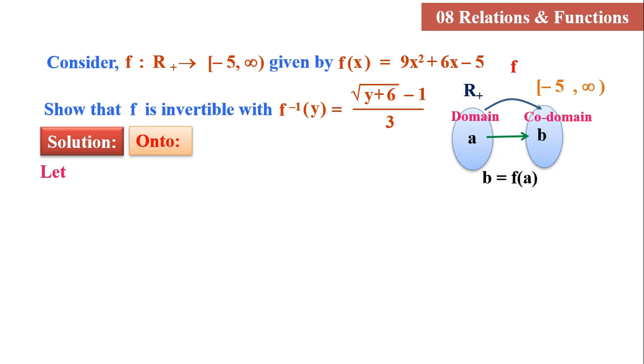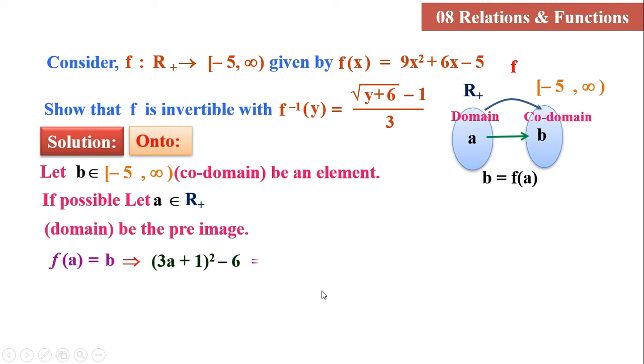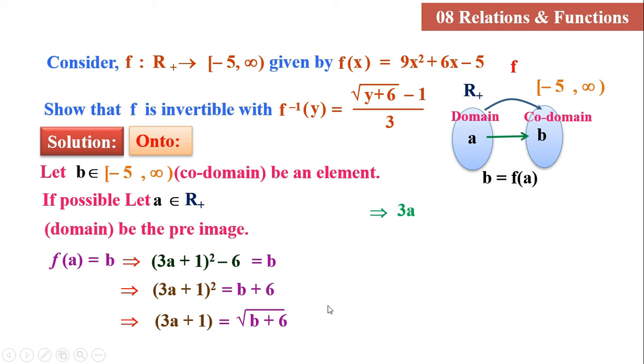Dear students, now we will prove this function is an onto function. How can we prove it? Let b belong to [−5, ∞), the codomain, be an element. If possible, let a belong to R+, that is the domain, be the pre-image. f(a) = b implies (3a + 1)² − 6 = b. Solve for the a value, so that I am going to get this calculation part. 3a + 1 = √(b + 6) and 3a = √(b + 6) − 1, because the plus 1 you can take as minus 1.